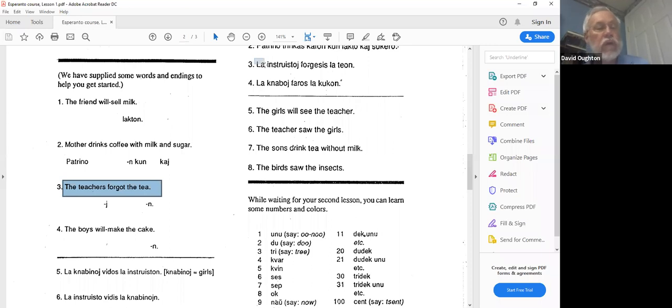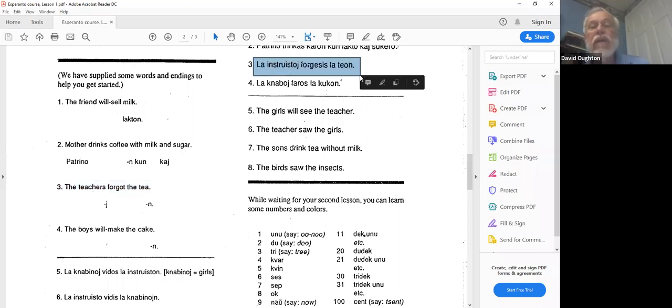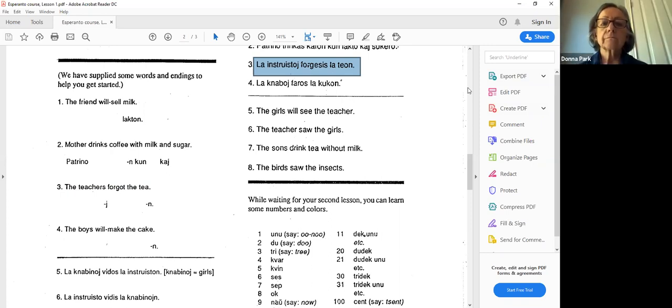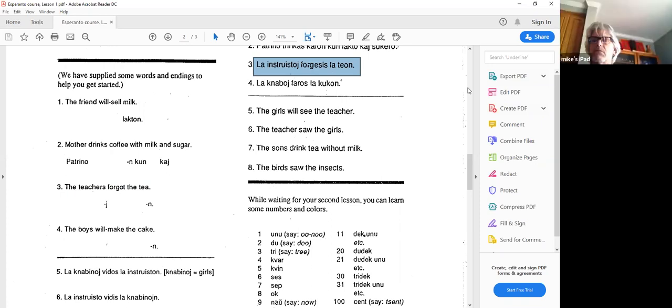So if you look at the answer then in the blue box on the right, la instruistoi, the oi says there's more than one instructor or teacher, there are several. The teachers are jesis, they forgot. The is at the end shows it's in the past, and la teon means the tea. Is everybody okay with the third example?